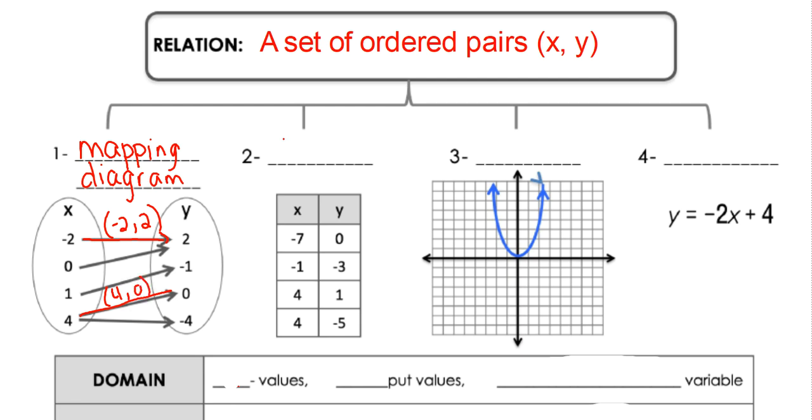The second one is an xy table. Same thing, we can see which x values are matched up with which y values. Then we have a graph. So we can see those coordinates on the graph. And then the last one we have is an equation. So those are the 4 ways we can display a relation.